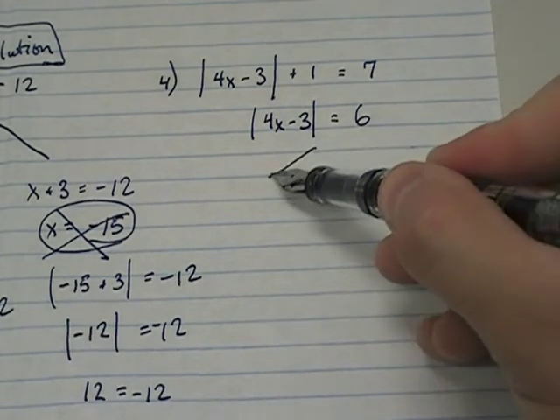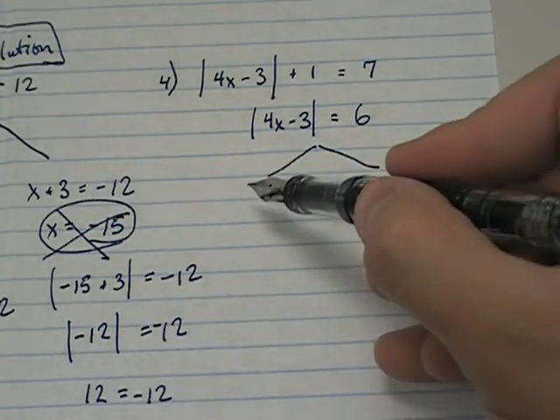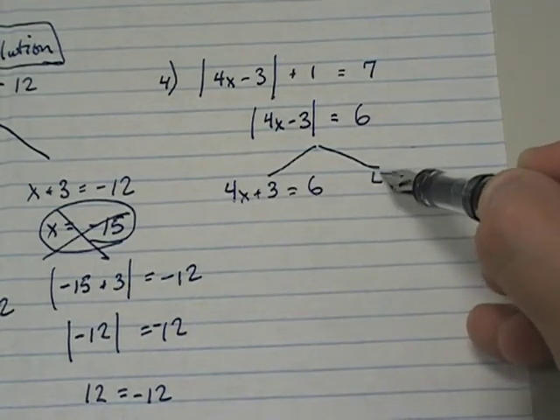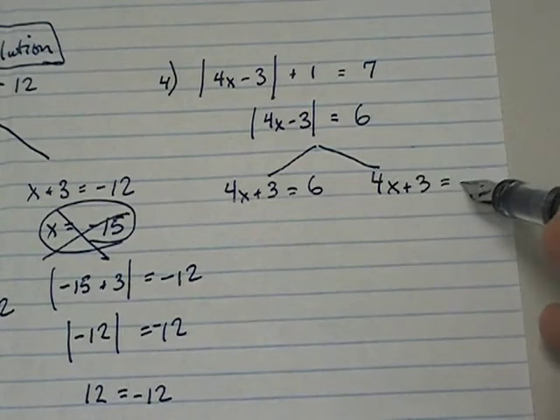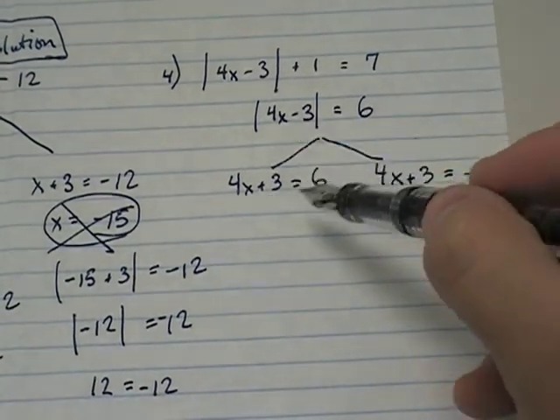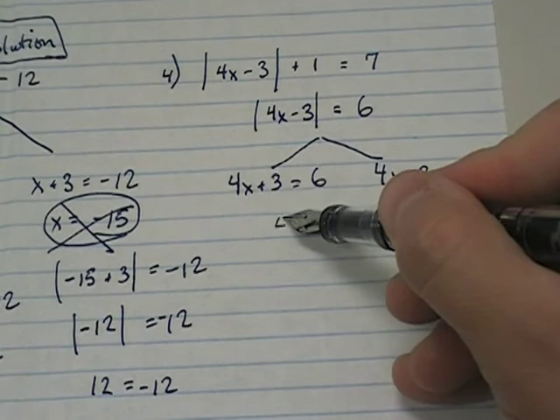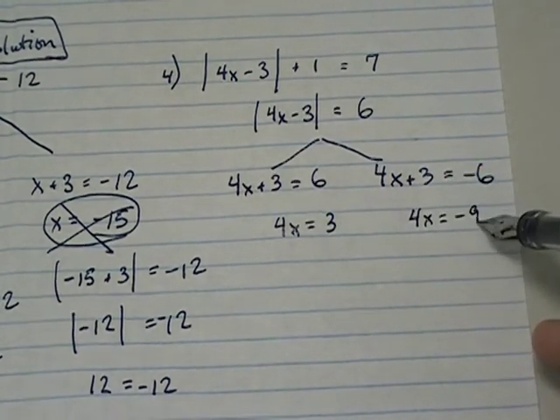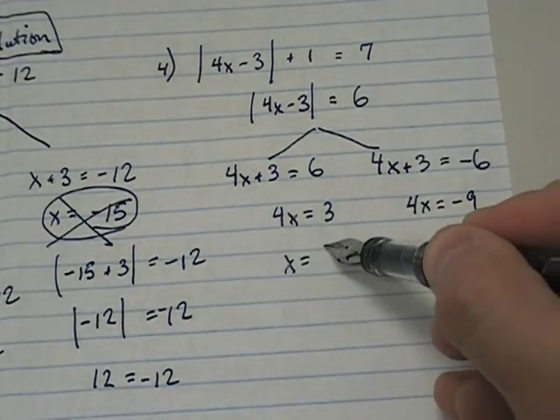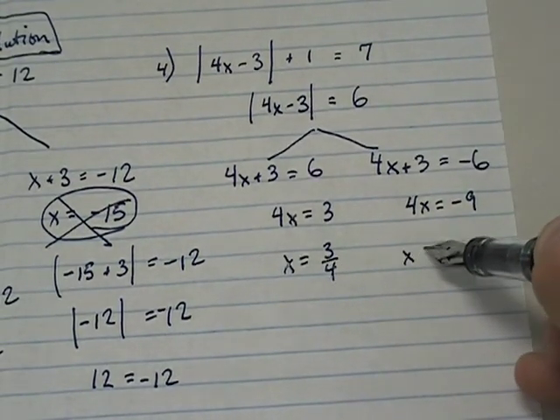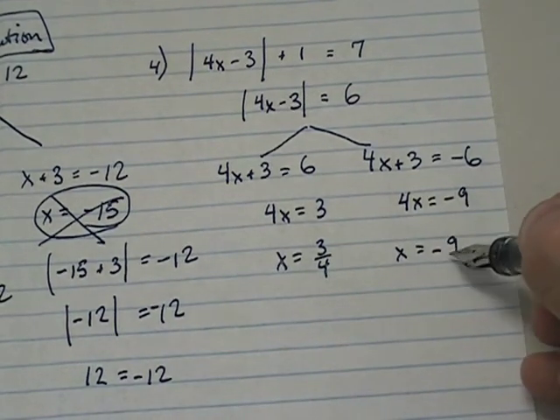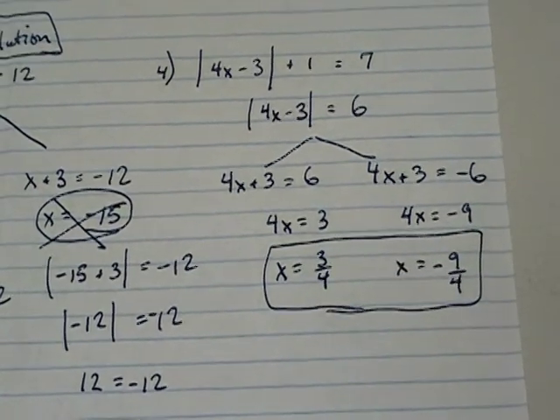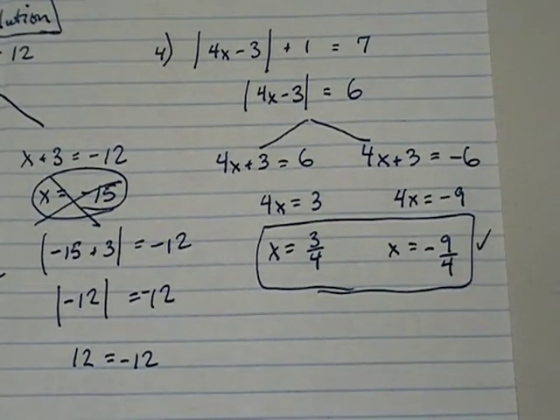Now this looks like previous equations. We've reduced this to a previously solved problem. And we get 4x plus 3 equals positive 6, and 4x plus 3 equals negative 6. And then we can solve these two. So you subtract 3, you get 4x equals 3. Here you get 4x equals negative 9. And you get x equals 3/4, and x equals negative 9/4. And of course, if you want to, you can go back and check these solutions and they will work.